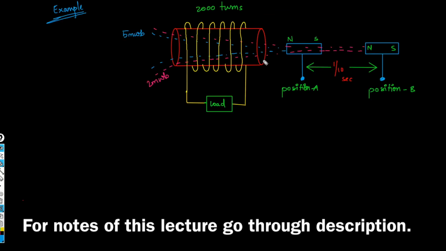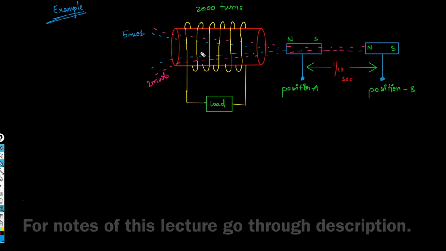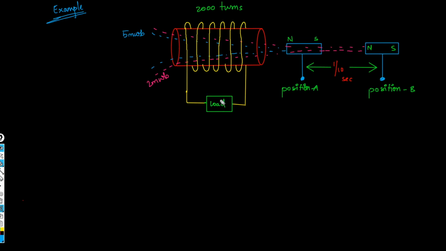With the help of this particular numerical, we are going to understand three concepts. Those are Faraday's laws of electromagnetic induction, Lenz's law, and how magnetic energy is responsible for the transfer of electrical energy without any physical contact. So this is what actually goes on in a transformer. Assume this is an iron core which has 2000 turns wound on it, and some load has been connected to it.